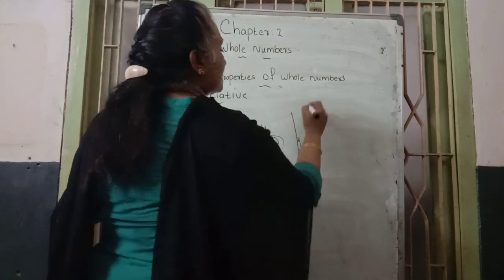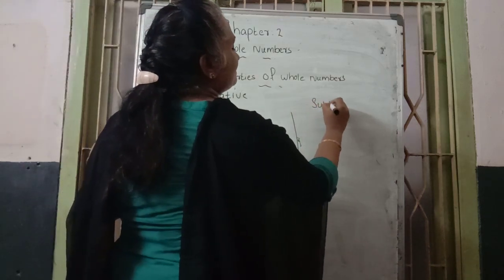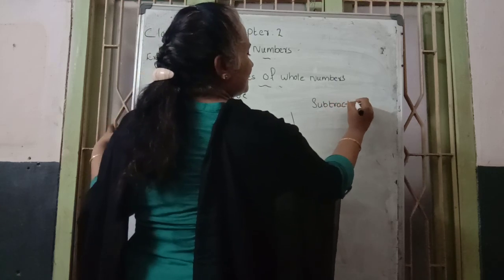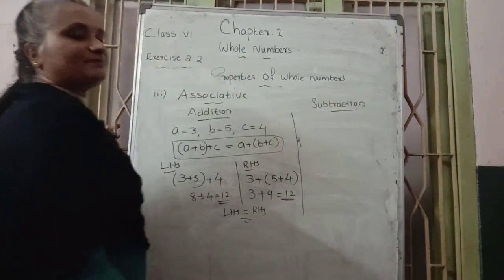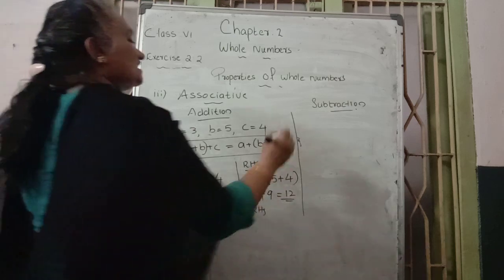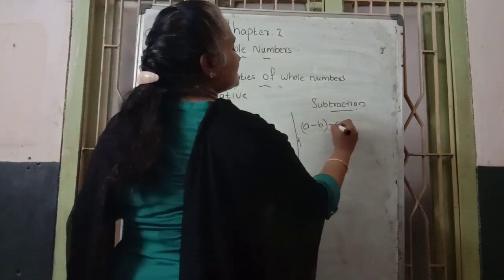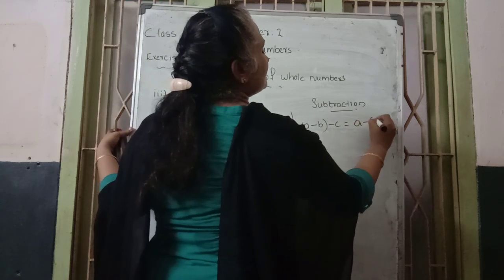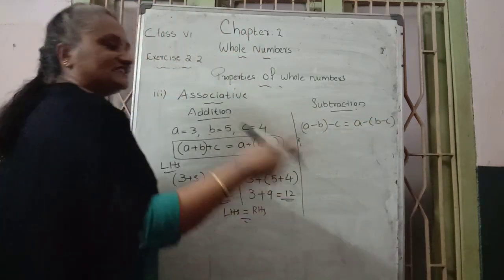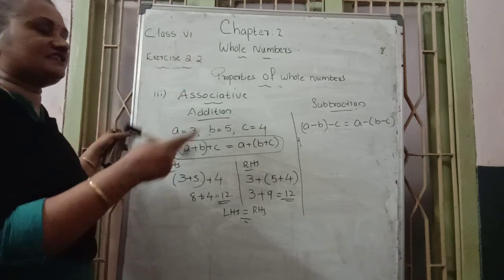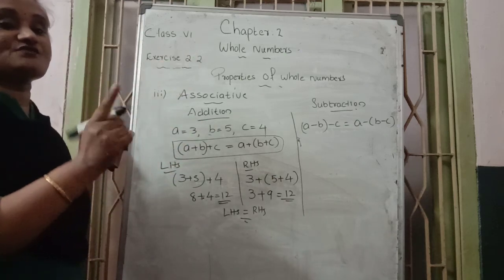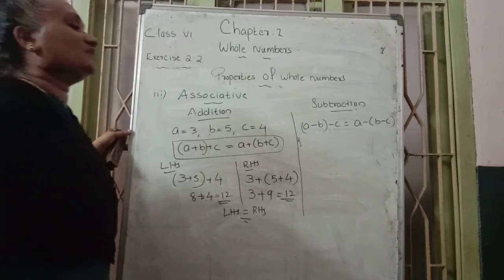Then in the same way we want to check a second operation, the subtraction case. Is it satisfying or not? The subtraction case we want to check. The general form we can write as (A minus B) minus C is equal to A minus (B minus C). Like this way we write the general form. Then we prove whether it is satisfying or not satisfying.